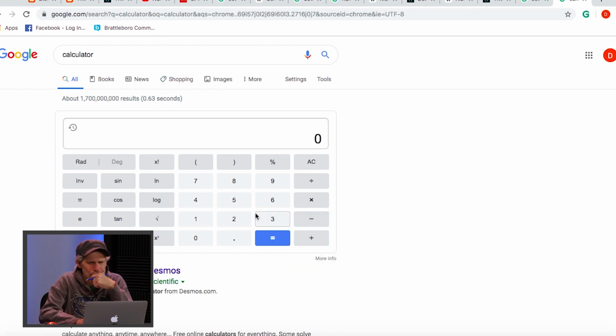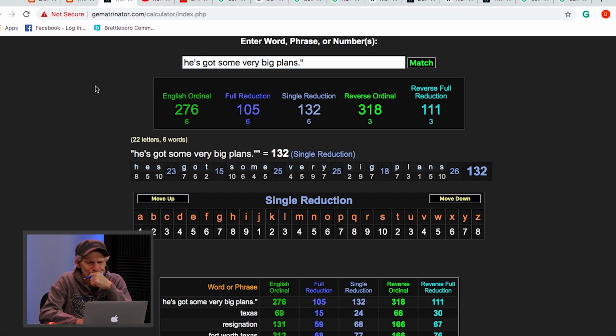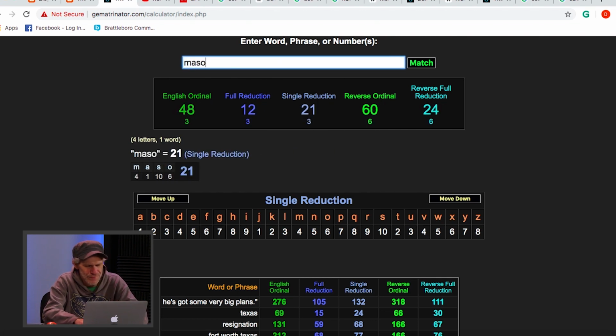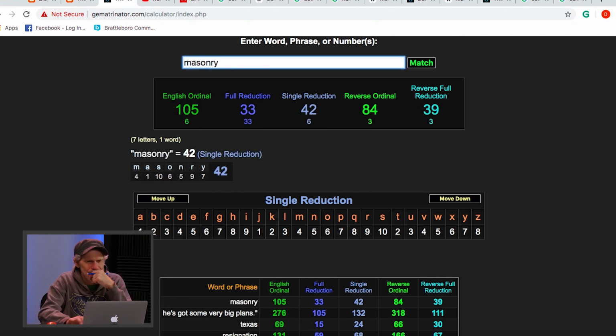So 33 times 4 equals 132, and that's their number. You know, their number is 33. So he's got some very big plans. There's also a masonry number, masonry 105. He's got some big plans, huh? What's he going to be doing?